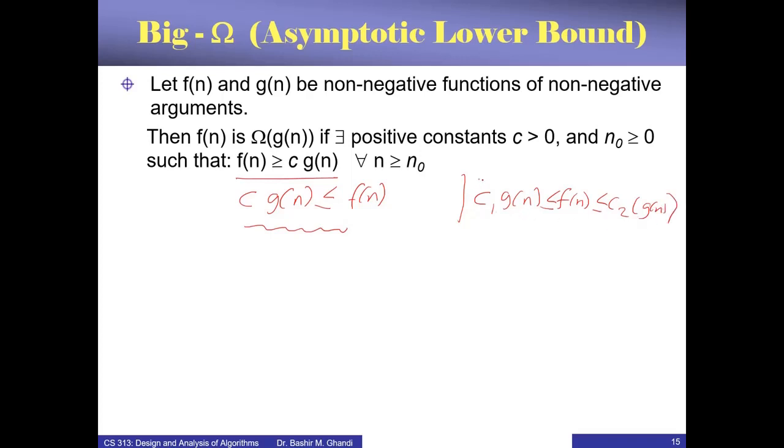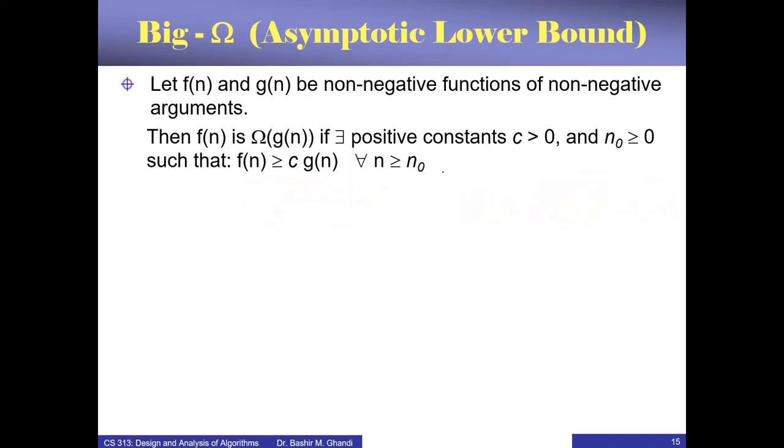Okay, so in the big omega, we are only concerned about this left inequality. In the big O, we were concerned about this inequality. This is the idea. Alright, so like big O, we only need to find one constant which will satisfy this particular inequality.